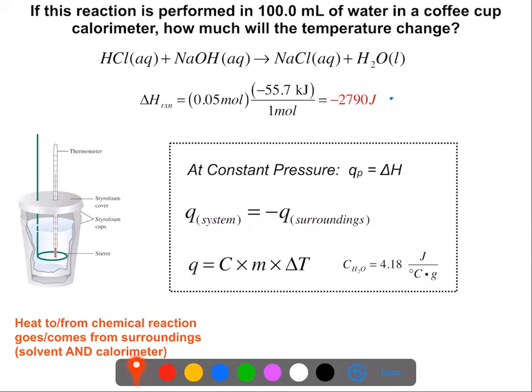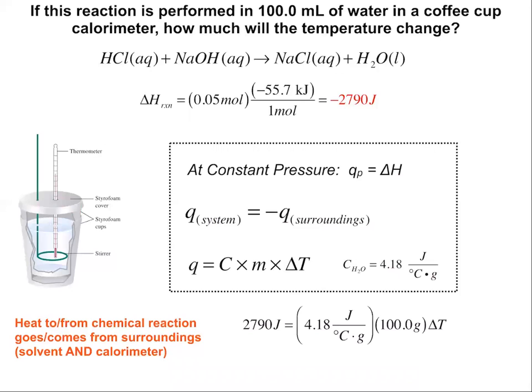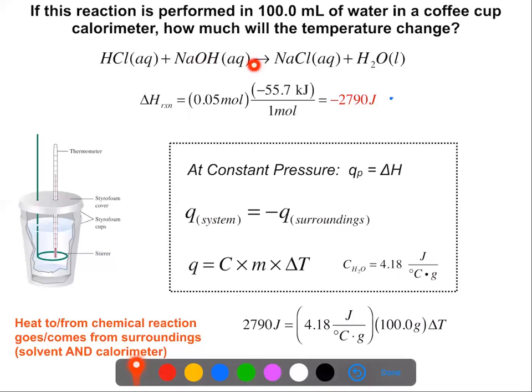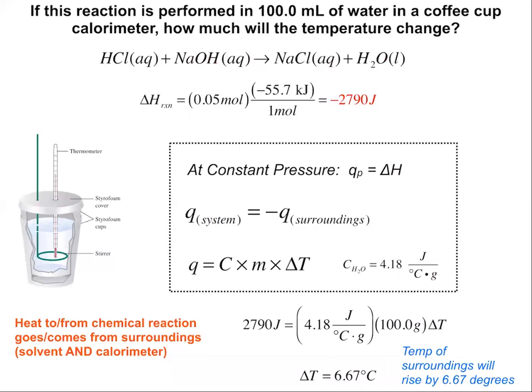And so we can go ahead and calculate this, and we see that 2790 joules equals 4.18 joules per degree Celsius per gram times 100 grams times delta T. So if we solve for delta T, we find that the solution will have a delta T of 6.67 degrees Celsius, right? So this is an exothermic reaction. So our water temperature will go up, and it will go up by 6.67 degrees.